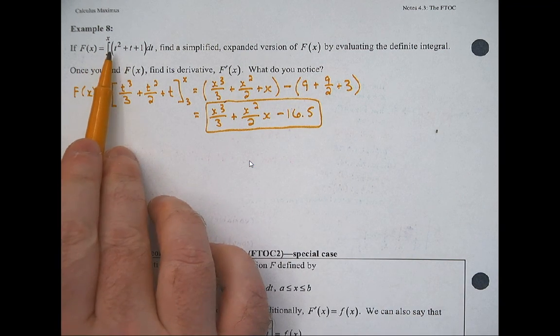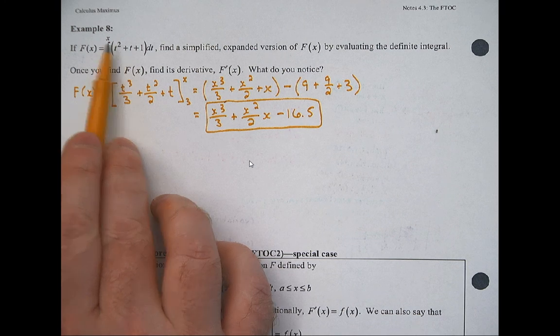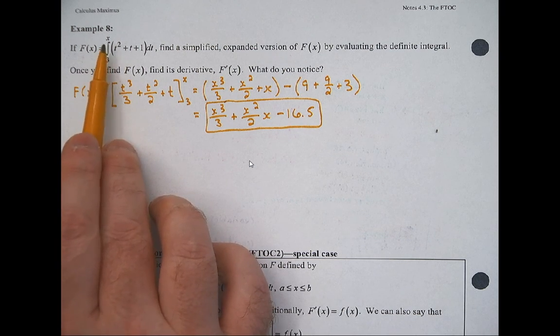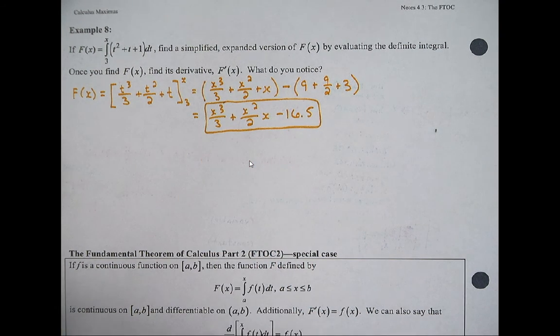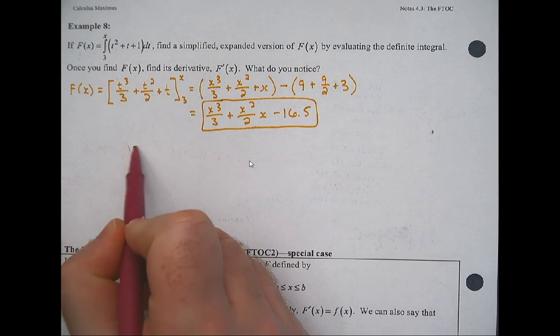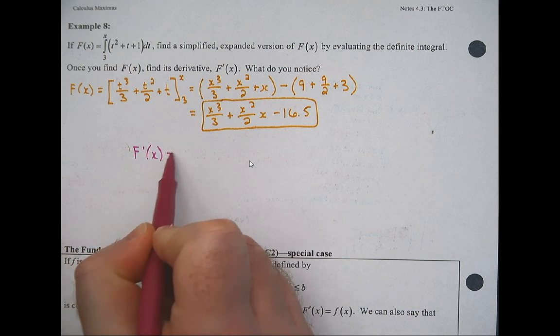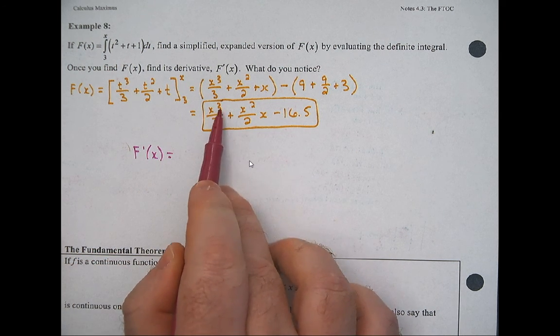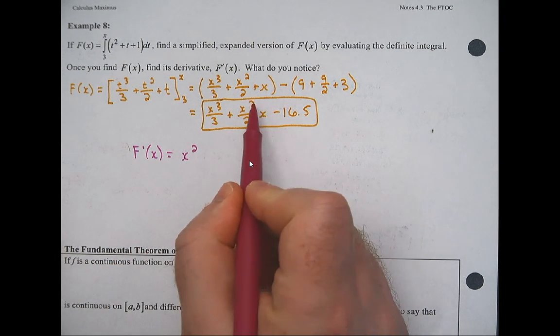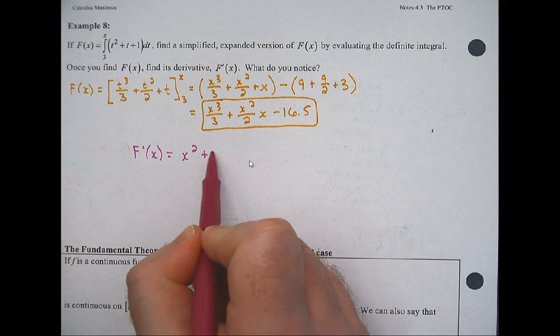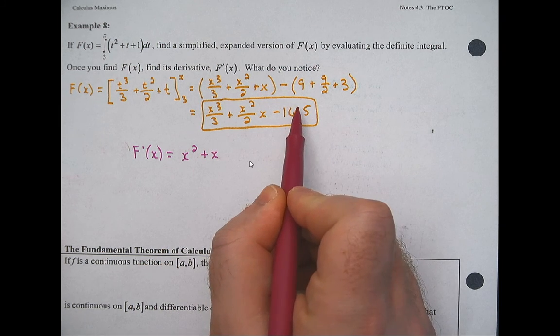So this integral of this function from 0 would be the exact same as this curve that we would get here. Now the second part says, once you find f of x, find f prime of x. And this is where things start to get interesting. So f prime of x equals, what's the derivative of this? So I'd bring the 3 down in front, it would cancel, and I'd subtract 1 from the exponent. I'd bring the 2, it would cancel, I'd subtract 1 from the exponent.